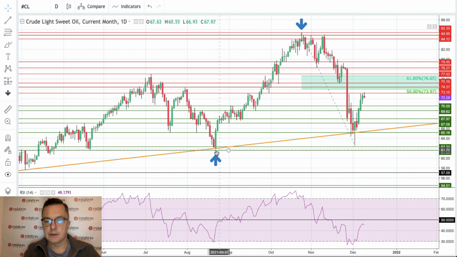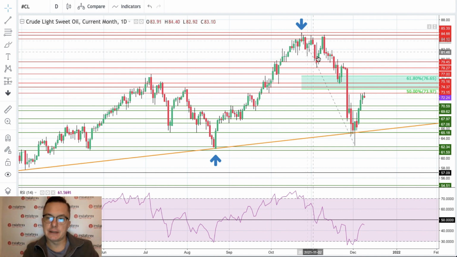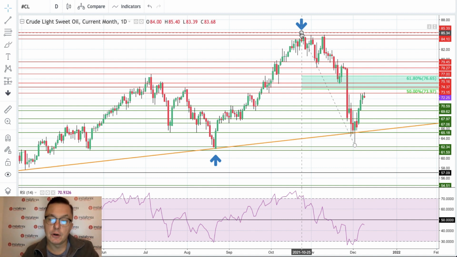two reasons. Bulls were defending the short-term trend line here, the orange one, and the market conditions were extremely oversold. So this is a corrective bounce toward typically 50% of the previous wave to the downside. So let's say 73.97 has been hit. Almost hit, so we are waiting for the confirmation of a reversal.